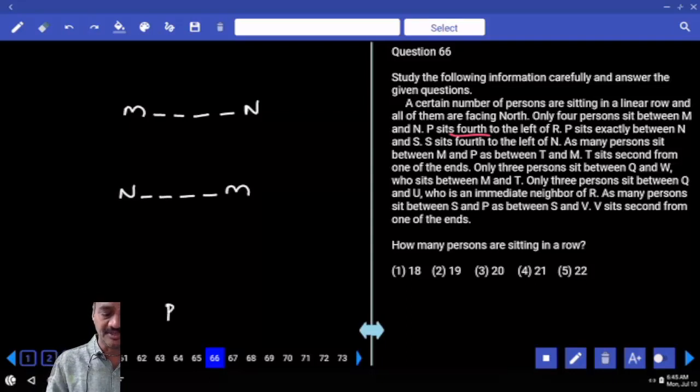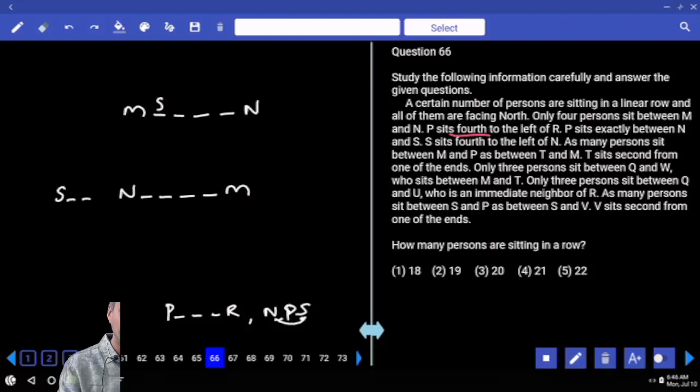And P sits 4 to the left of R. Where is this P? And P sits exactly between N and S, in any order. And S is 4 to the left of N. Here in this case, S is 4 to the left of N.